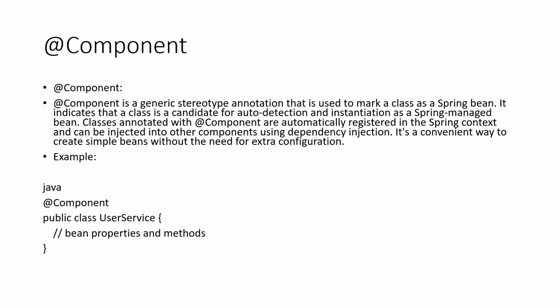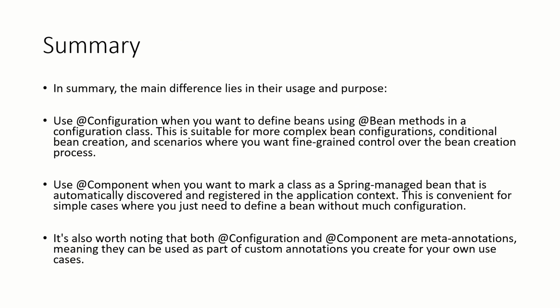So the basic difference between both of them is that the @Configuration annotation is used for a class where we are writing bean methods inside that class, and the @Component annotation is used for a class where we want to create the bean of that class, and everything is automatically done by Spring Boot itself. Okay, now let me go to the next slide and summarize the things.